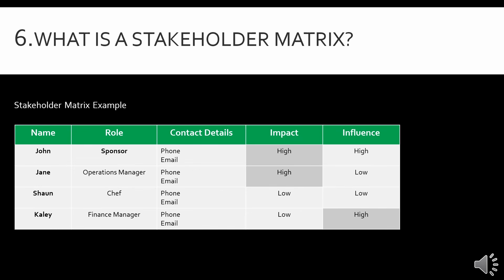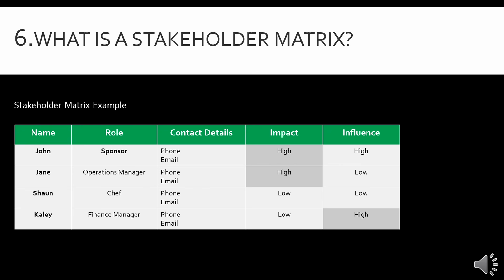Question number 6. What is a stakeholder matrix? A stakeholder matrix is a list of stakeholders, as you can see on the slide. It has the following details of the stakeholder: name, role, their contact details, impact to them due to the change, and also their influence to shape the change. Let us look at the example matrix created for our case study.